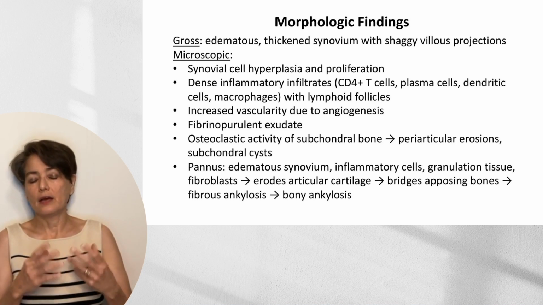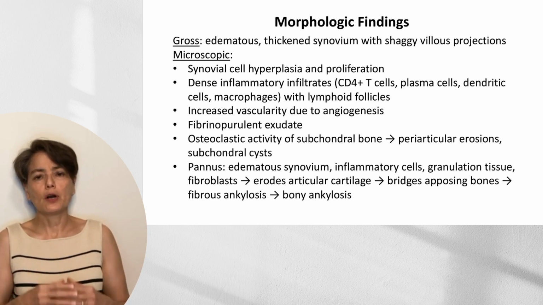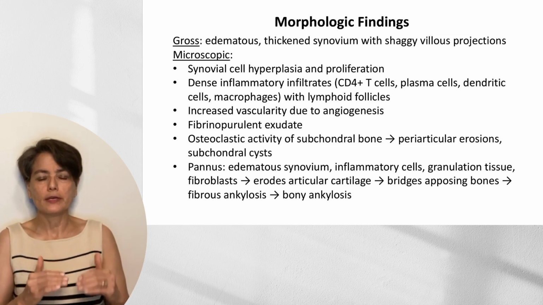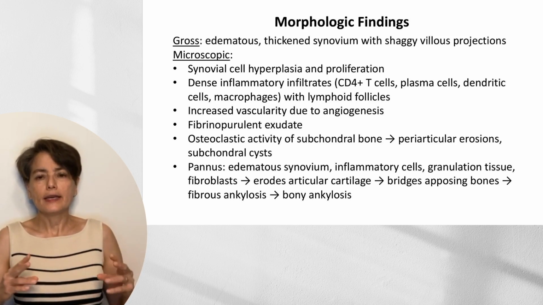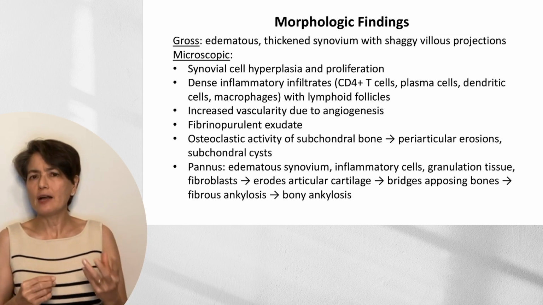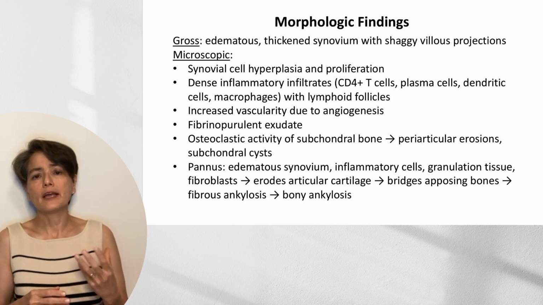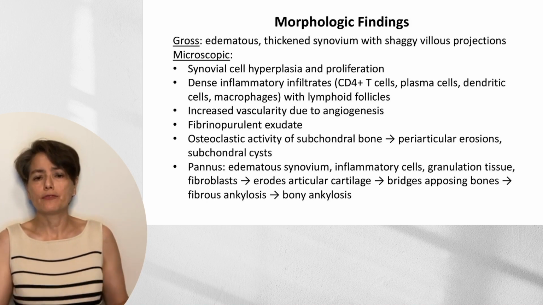And then the important finding is this pannus, this thick cloth-like synovium that's edematous and filled with inflammatory cells, granulation tissue, fibroblasts, and neovascularization. And this can erode our articular cartilage as it grows over it. And when that happens, it can grow between the opposing bones, forming initially a fibrous ankylosis, which restricts joint motion, but ultimately it can cause a bony ankylosis or joint fusion.